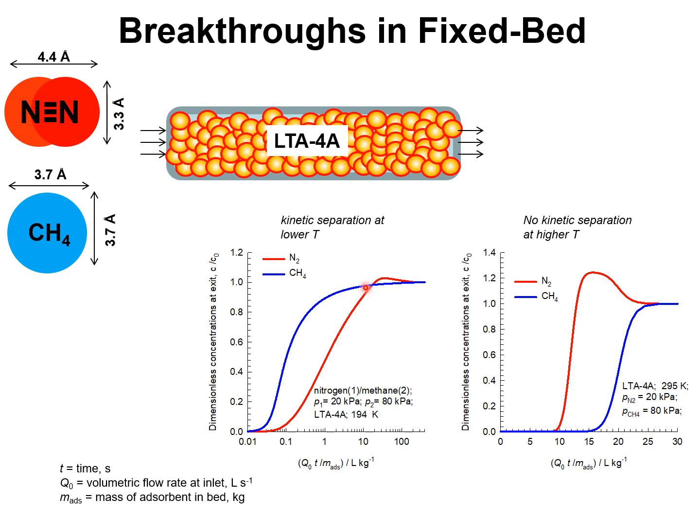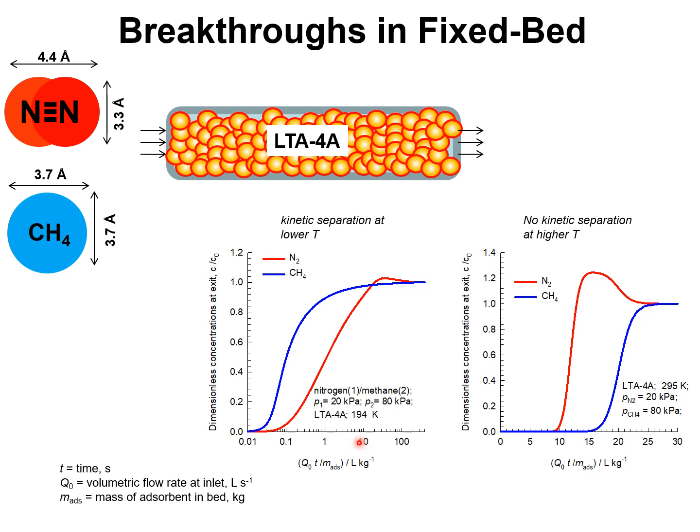The blue line is the breakthrough of methane that occurs earlier, and the red line shows the breakthrough for nitrogen. This is the dimensionless concentration at the exit, and the x-axis is a parameter in which t is the time in seconds, Q0 is the volumetric flow rate at the inlet in liters per second, divided by the mass of the adsorbent in kilograms. We note here, since the methane exits the fixed bed earlier than nitrogen, it is possible to recover purified methane meeting pipeline specifications. So kinetic separations with LTA-4A zeolite are feasible at 194 Kelvin.